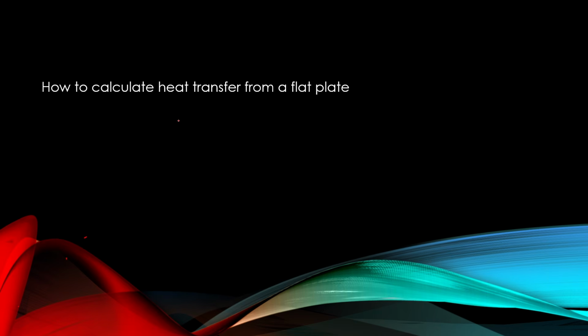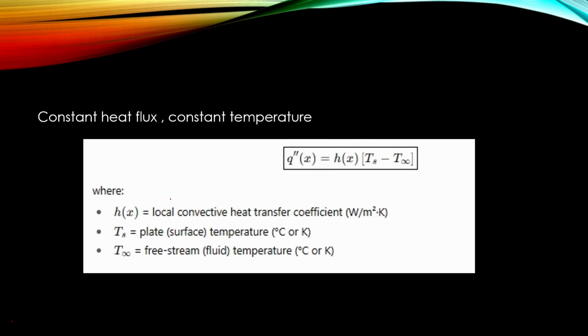How can we calculate heat transfer from a flat plate? That's what we often need, and we already know that the heat flux is the heat transfer coefficient times the temperature difference. The temperature difference is of course the difference between our flat plate and the environment. But because we now have this boundary layer development, there are some differences if we have constant heat flux or if we have constant temperature.